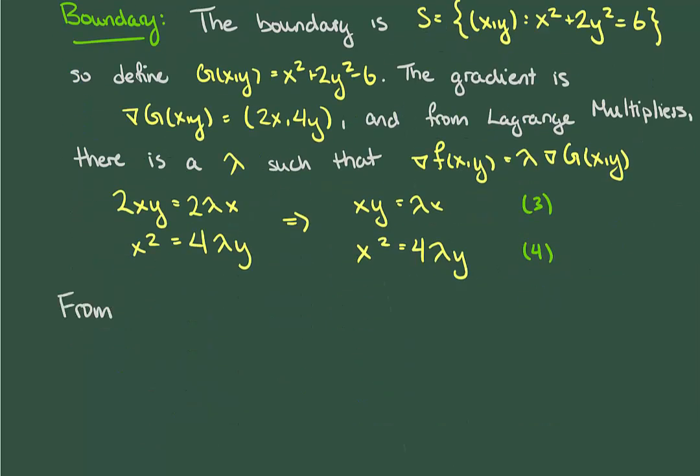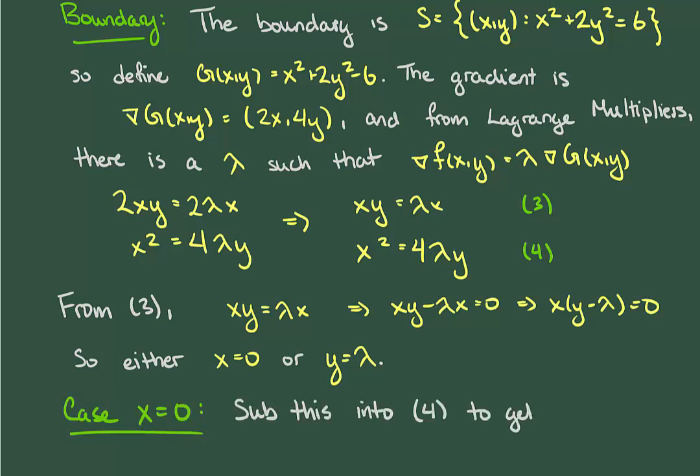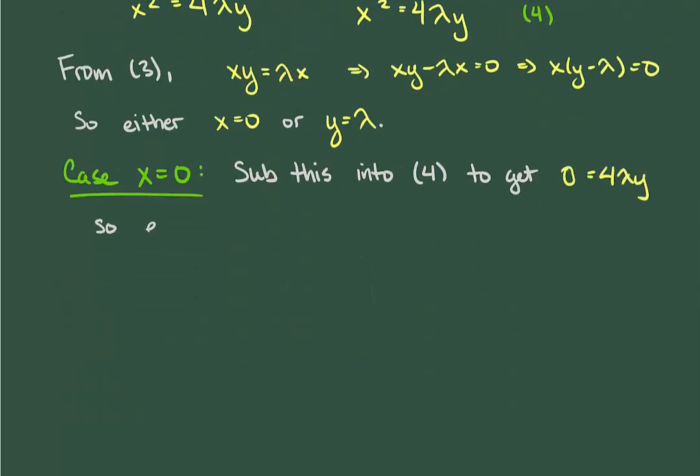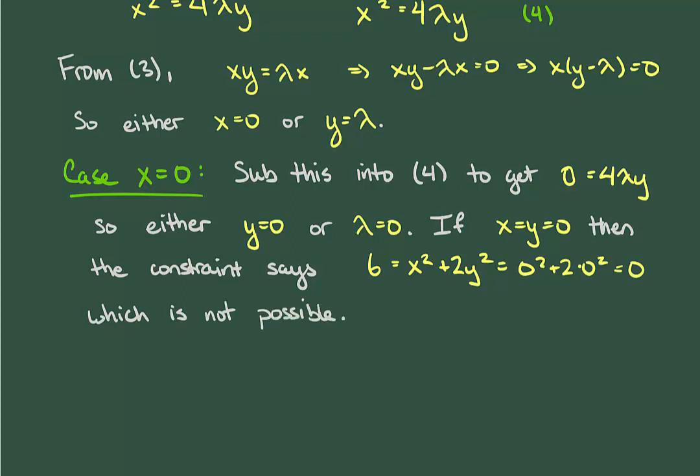I'm going to start by rearranging equation 3 as so. And from this, we can conclude that either x is equal to 0 or y is equal to lambda. Assuming that x is 0, we can plug this into equation 4 to get that 4 lambda y is equal to 0, so that y is either 0 or lambda is 0. So if y is also 0, and we plug that into our constraint function, we get that 6 is equal to 0, which is of course nonsense, causing us to reject this case.